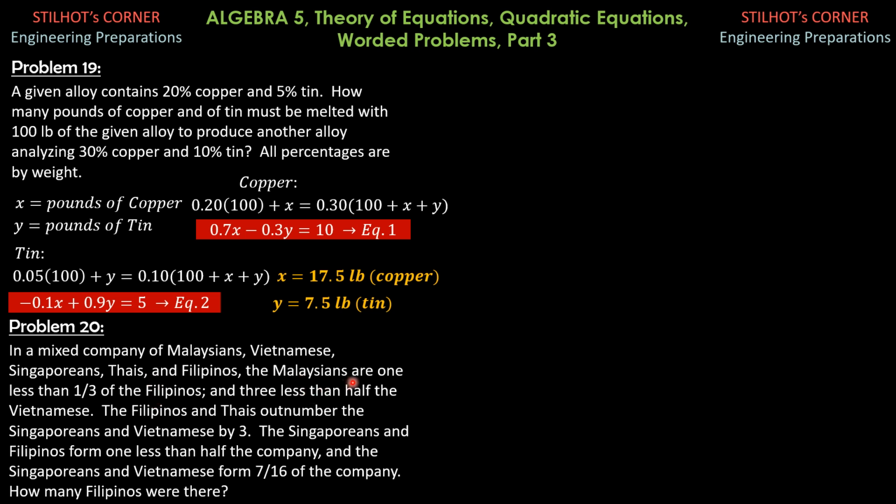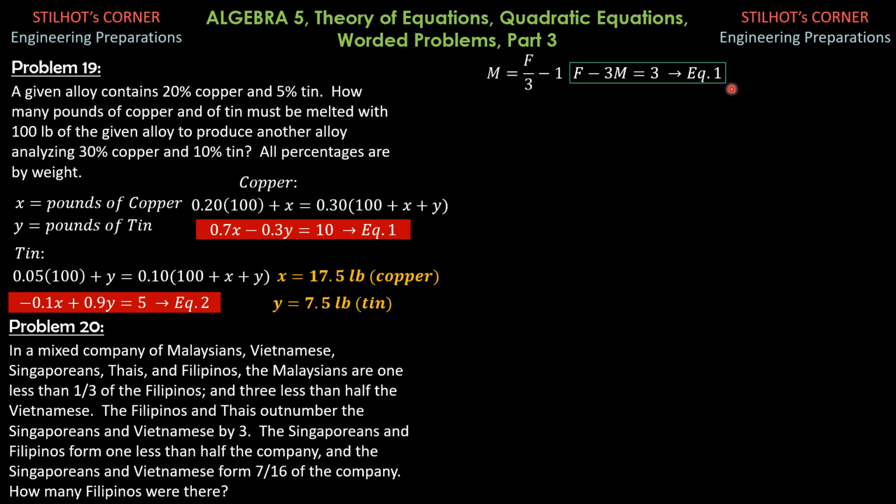It is mentioned here that the Malaysians M are 1 less than 1/3 of the Filipinos. So that would be M is equal to 1/3 of the Filipinos minus 1. So that is stated as M equals 1/3 of F minus 1. Simplifying this by multiplying everything by 3, we have F minus 3M equals 3. Call that equation 1.